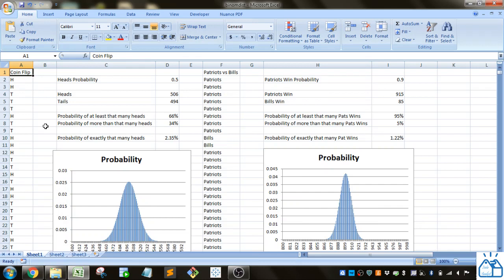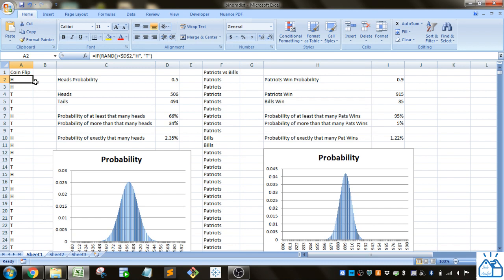Today I'm going to go over the binomial distribution in Excel, how you can calculate different probabilities of certain events, and how to simulate it. So first of all, a binomial distribution is used when an event can occur with two outcomes. For instance, if you have a coin flip, you can get either a heads or a tails. Or if you have a football game, Patriots versus Bills, you're either going to get the Patriots win or the Bills win.